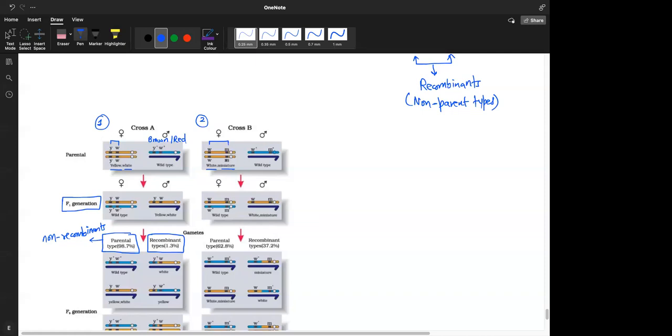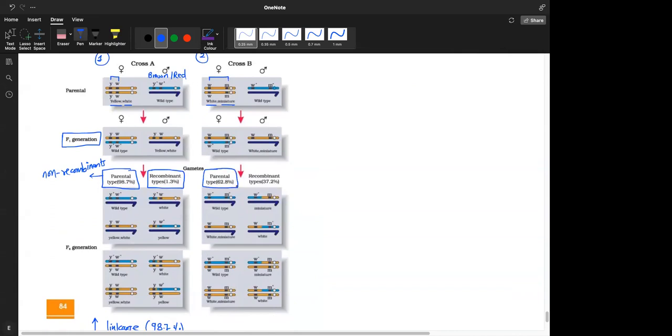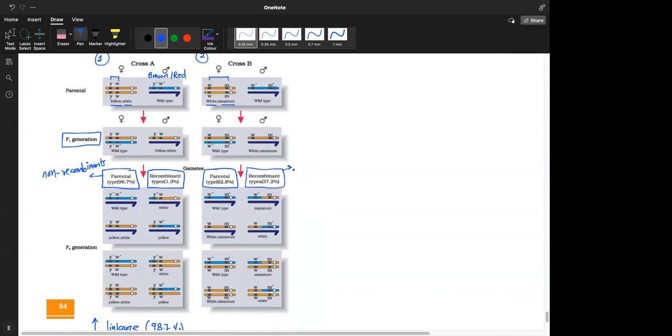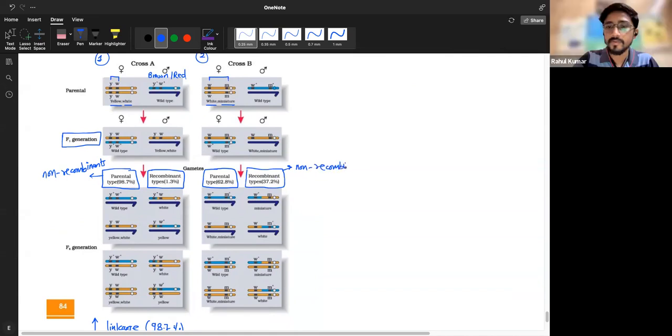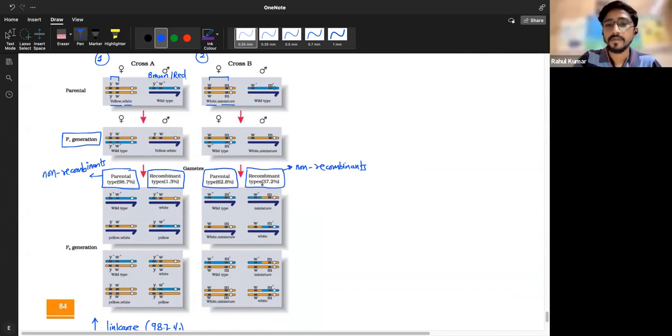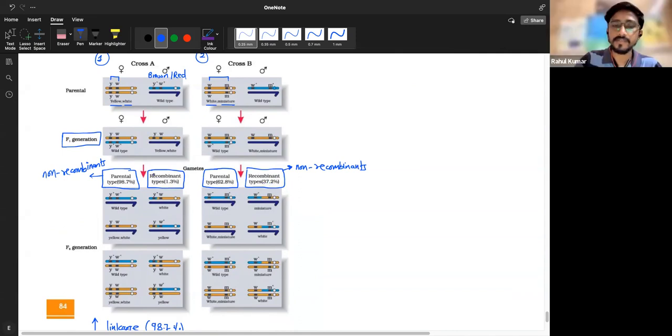Yes. So going through the same cross, now you see how many are parental types, 62.8, and how many are recombinants, 67.2. So there we did 62.5, 37.5, like that. So what does it mean? Recombinants are 37.2%, right? It was 1.3% in this case.